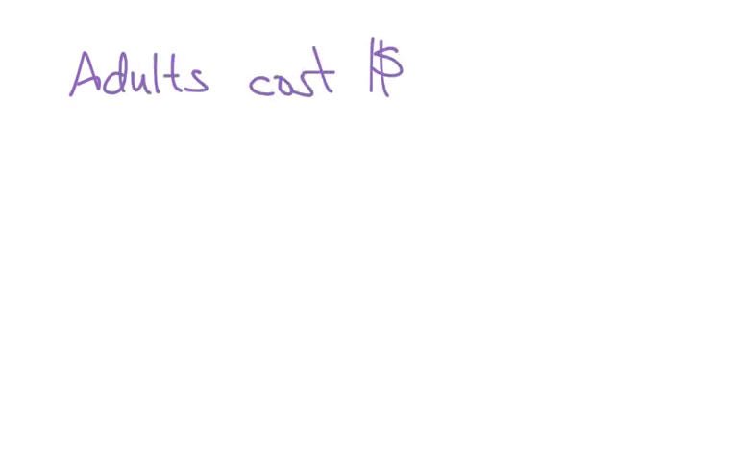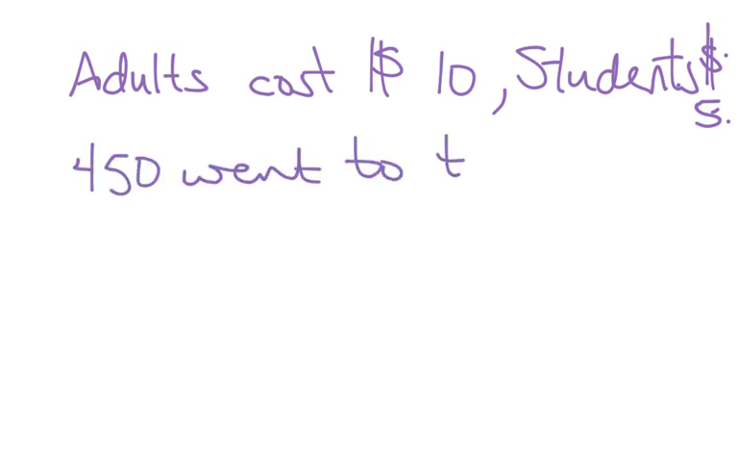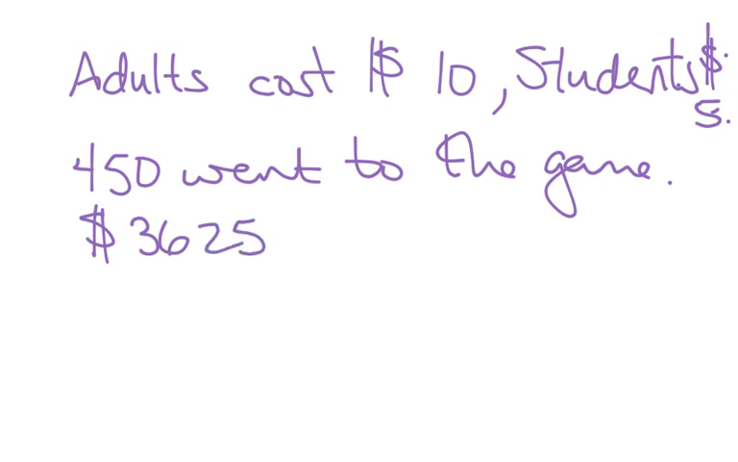The other standard story problem would be like adults and students going to a game. So the adults cost, let's make them $10. Students, $5. And they have a total of 450 people that went to the game. Okay, 450 people went to the game, and the revenue was $3,625. And so we need to write an equation.